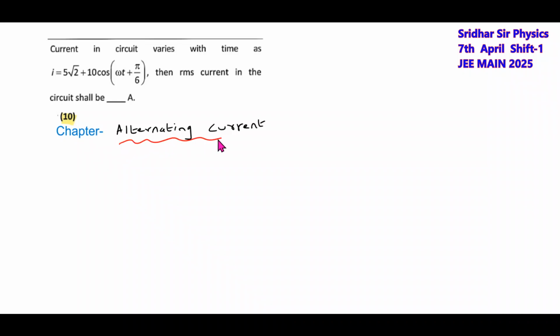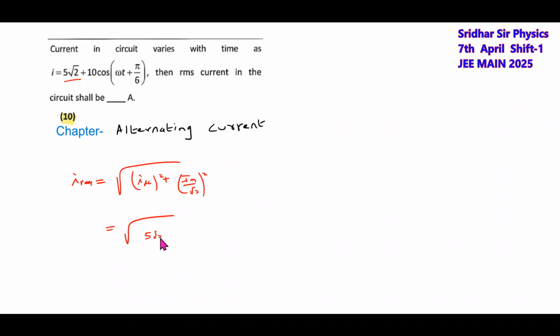The question is based on alternating current. Current in the circuit varies with time as I equals 5 root 2 plus 10 cos of omega t plus pi by 6. Find the RMS current in the circuit. We know this is a DC component and there is an AC component. The RMS value will be I DC whole square plus the AC component, the peak value Im by root 2 whole square. There's a direct formula, I'm using it.